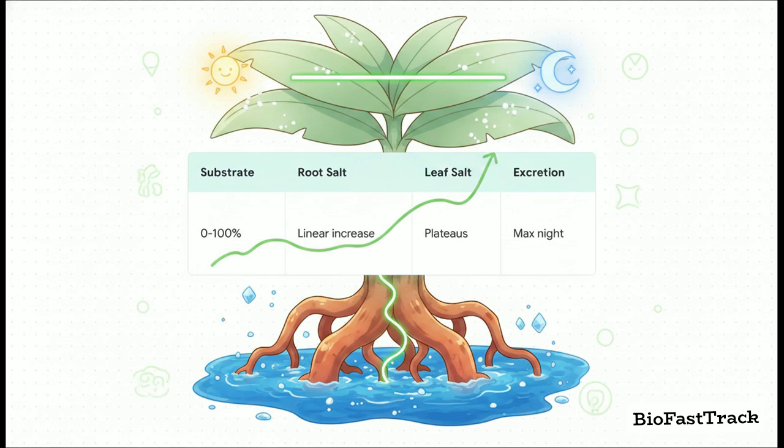But the leaf salt response? That tells a totally different story. It hits a hard plateau at about 1.4 millimoles per gram of dry weight. How is that possible? Because the excretion rate spikes to match the intake. And surprisingly, they excrete minimally during the day and maximally at night. This proves that the ultimate control of salt content doesn't actually happen down at the root. It happens at the foliar, or leaf level. The leaves act as the final, absolute gatekeepers against toxicity.